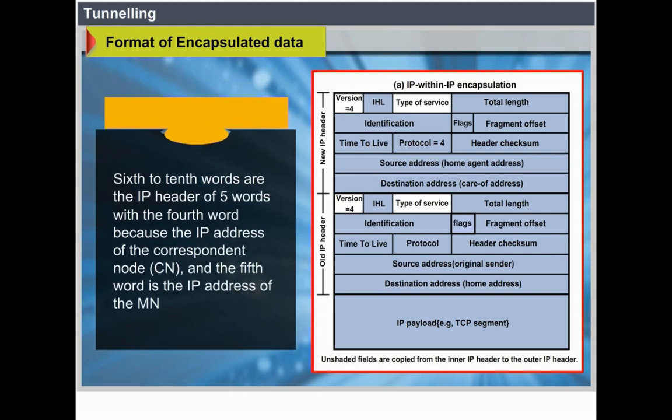The 6th to 10th words are the IP header of 5 words, with the 4th word as the IP address of the correspondent node CN and the 5th word as the IP address of the MN.